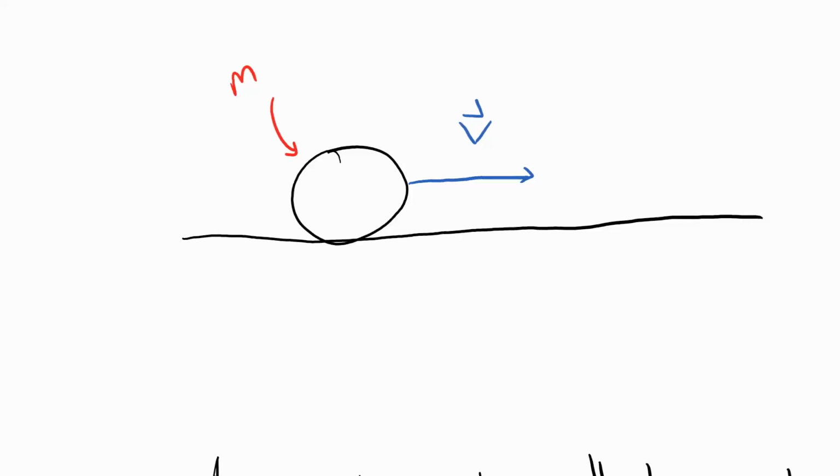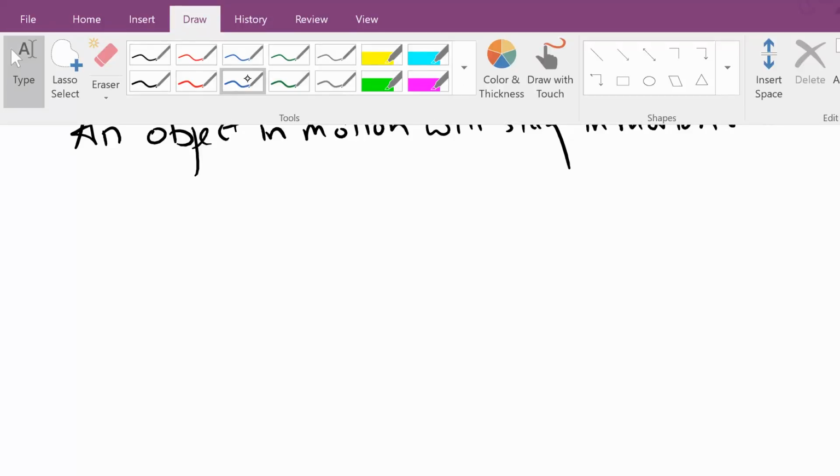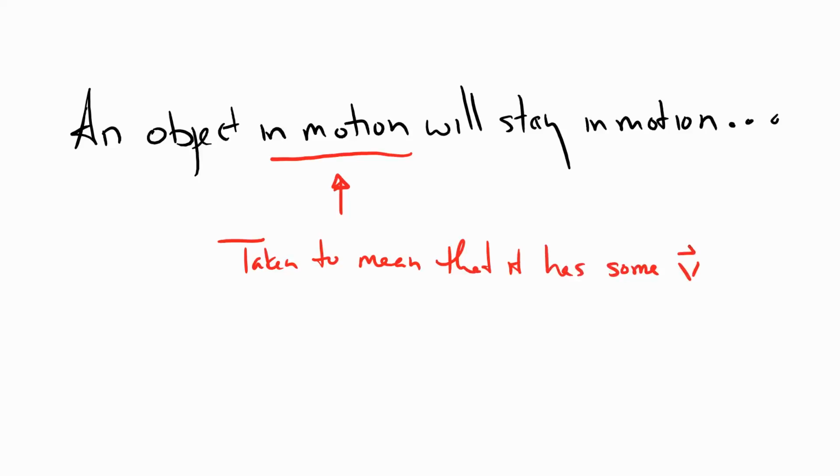Now we know when we talk about this, Newton's first law, an object in motion will stay in motion, an object at rest will stay at rest, unless acted upon by a net external force. Let's focus on what we mean by in motion for a second. In the past, we've taken this to mean that it has a velocity. This is not entirely true. It does mean, for something to be in motion, it does in fact have to have a velocity, or else it's not really in motion.